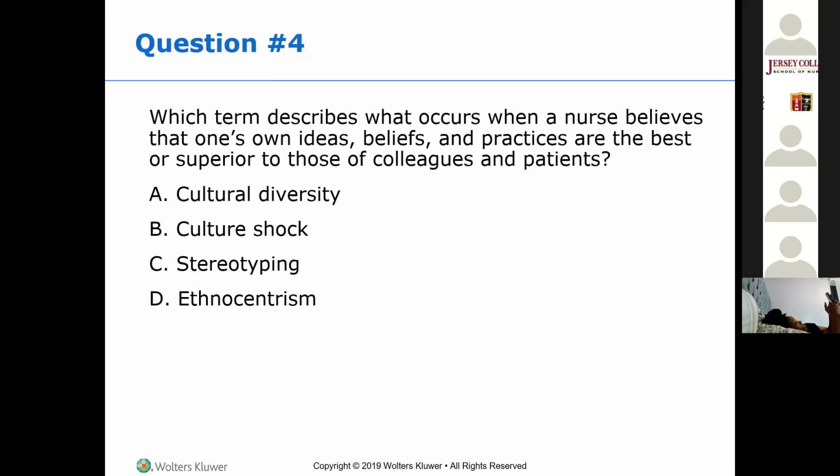And then ethnocentrism, this is where you believe that your ideas are superior to anyone else's. The term which describes what occurs when a nurse believes that their own ideas, beliefs, and practices are the best or superior to those of colleagues and patients is called what? Ethnocentrism. Yes. D. Ethnocentrism. I know more sense than you do.